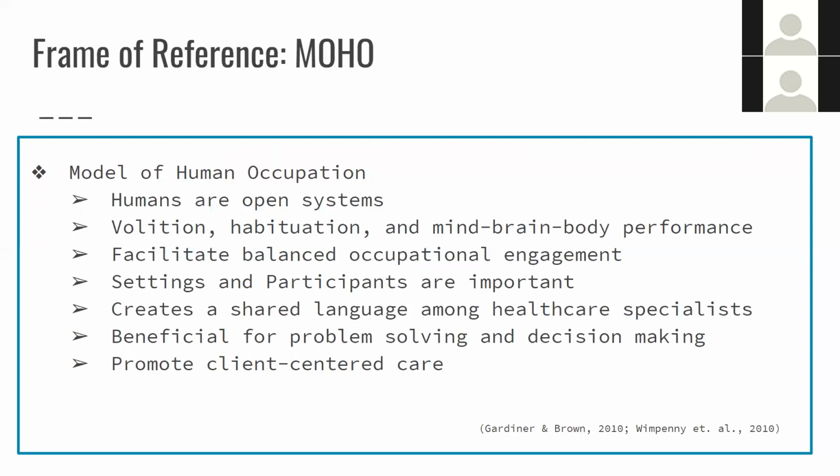OT uses this framework in order to recognize and address the occupational imbalance in a person's life who has anorexia nervosa, and intervenes to reset that balance by adapting the individual's occupational engagement.